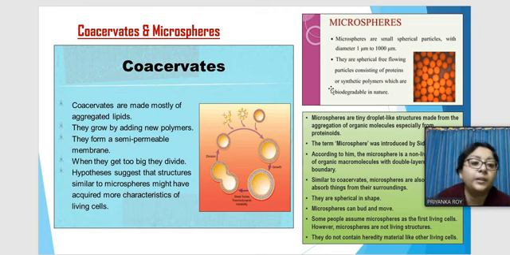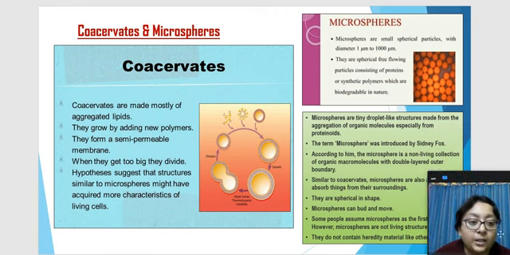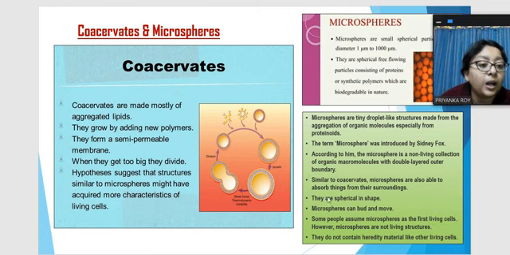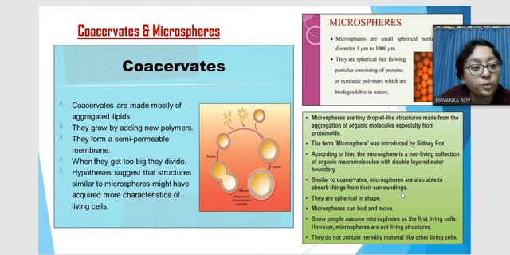The term microsphere was given by Sidney Fox, and they are free-flowing particles. They are very similar to coacervates. They are also able to absorb things from their surroundings, and they are spherical in shape. They can bud and move, and some people consider them the first living cells, but they are not living structures because they do not contain any hereditary material like nucleic acids. So they cannot be considered the first cells, but they are obviously very important in the formation of the protocell.